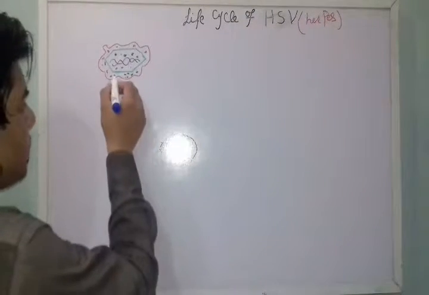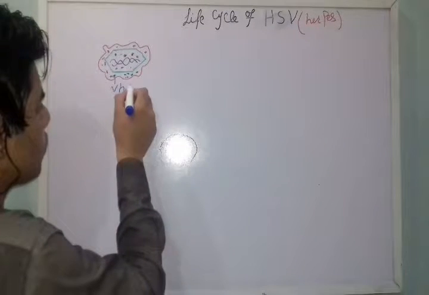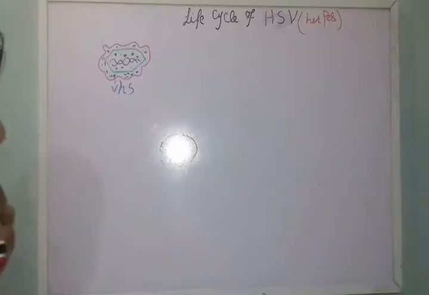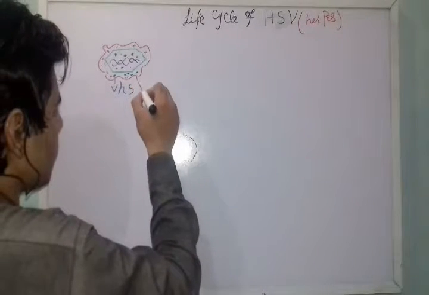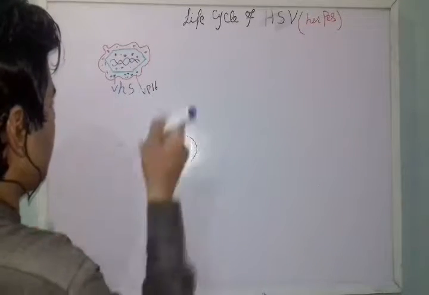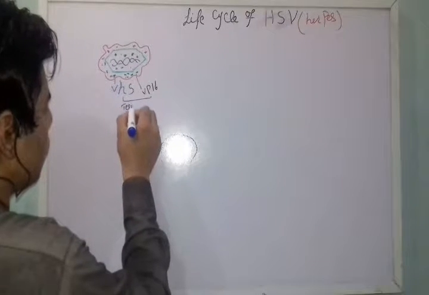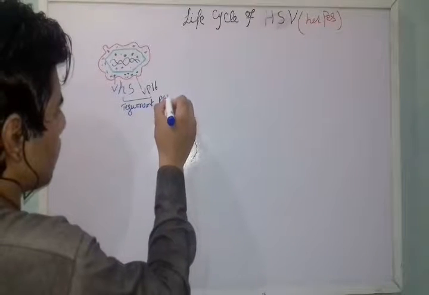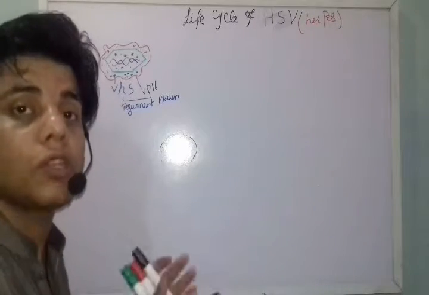Now these blue and black ones represent the tegument proteins, but these tegument proteins are actually two. Let's suppose the blue one is called virion host shutoff, VHS. And the second one, the black one, as I drew here, is called VP16. And collectively we call them the tegument protein. Now the tegument protein function we'll talk about later.